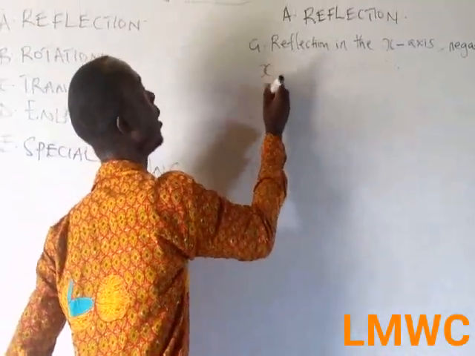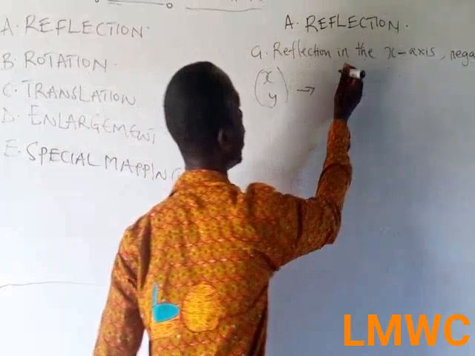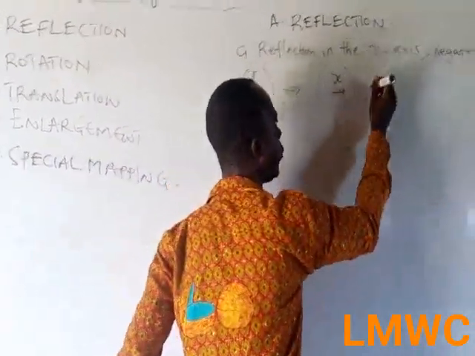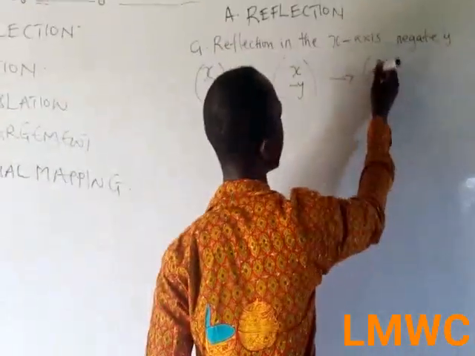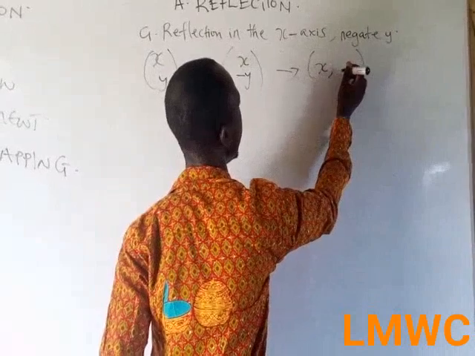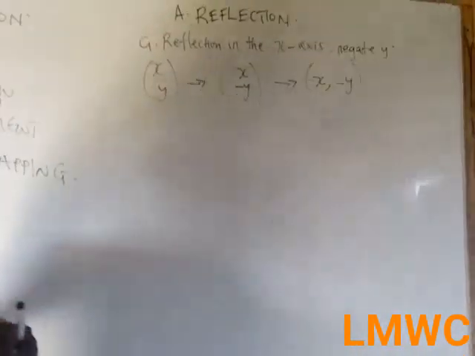So this is the original coordinates. So it becomes (x, -y). But this is in the vector form. The coordinates become (x, -y). So this is the formula. So always, reflection in the x-axis will negate y.